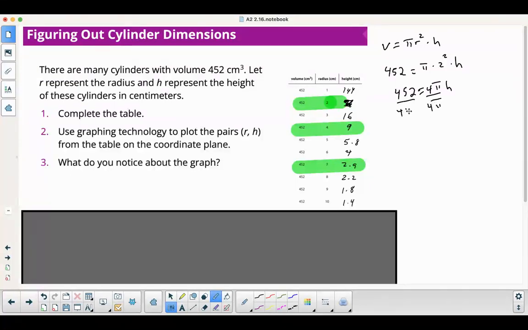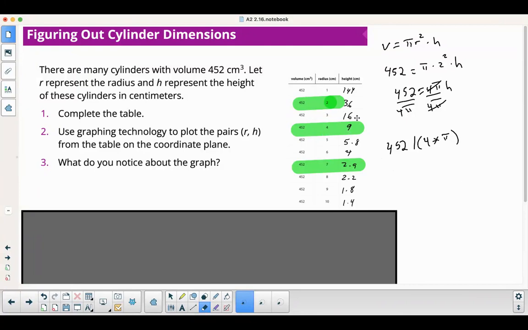Now, when you divide by 4 pi, it's very important that in your calculator you do 452 divided by, make sure you put the 4 times pi in parentheses. Otherwise, your calculator will just divide the 452 by 4 and then times it by pi, but you want to divide by both of those. Okay, so these end up canceling. So I get h, if I take my calculator, 452 divided by parentheses 4 times pi, I get 36. Okay, so that's how I got that one.